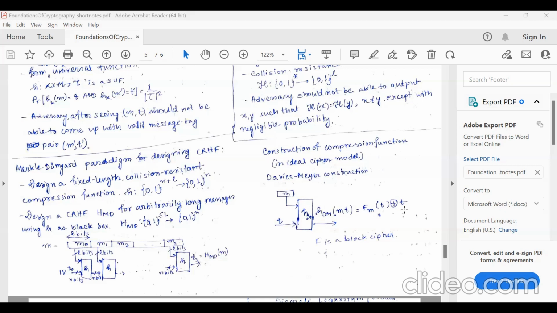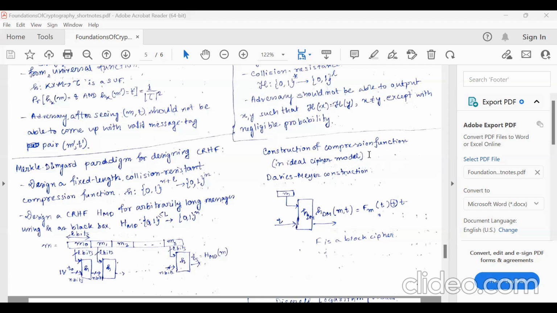So this construction is a collision resistant compression function in the ideal cipher model. The ideal cipher model is not the standard model, where we just assume the pseudo-randomness of the output of the block cipher.